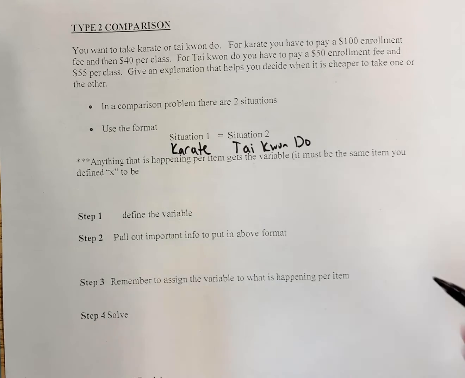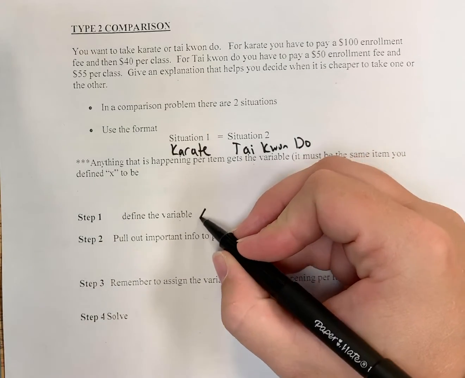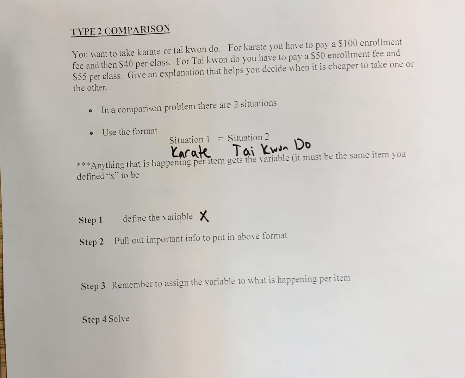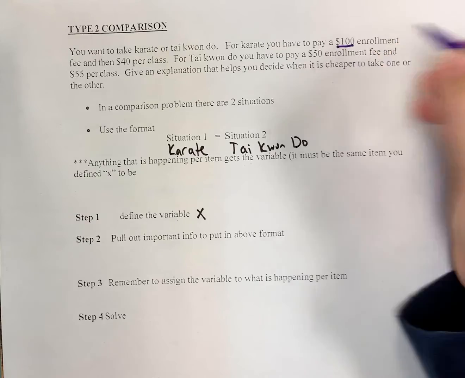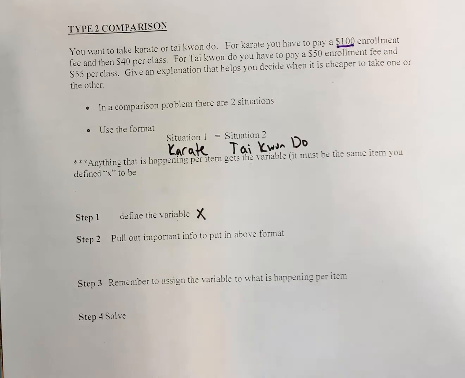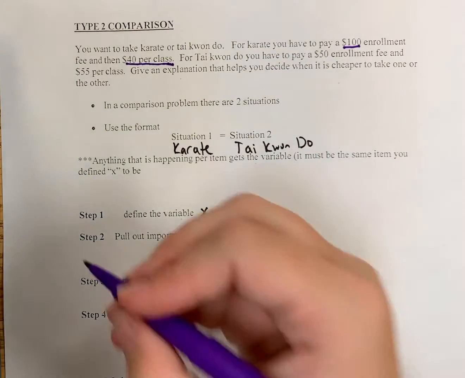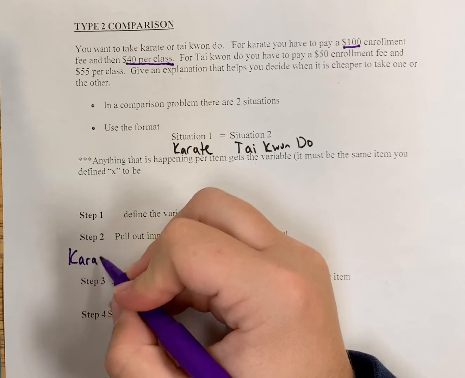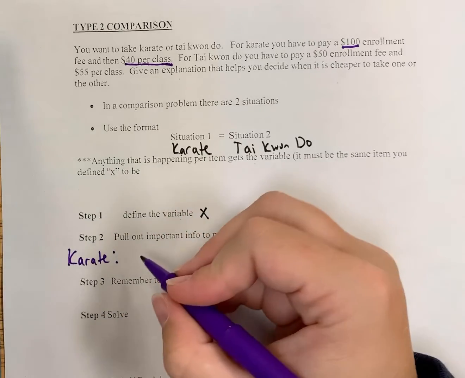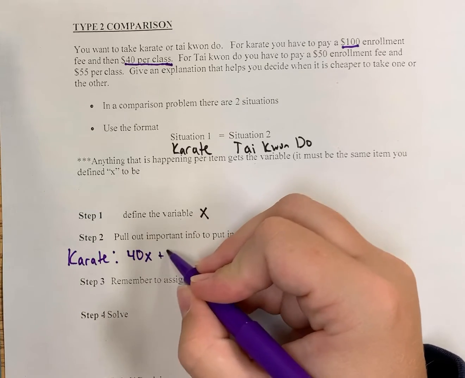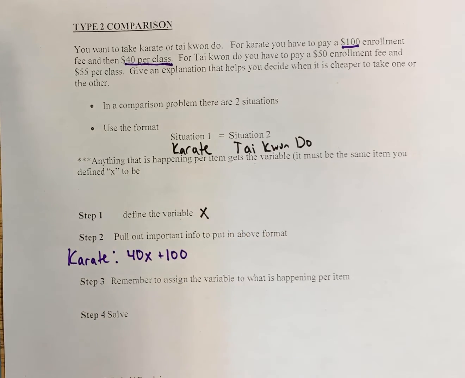So you want to start once again by defining your variable. We'll make ours x again. And we want to pull out that important information. Since we have two specific situations, let's look at each. For karate, you have a $100 enrollment fee. That's a one set amount. And then you have 40 per class. So that's your rate. That's going to be 40x plus that $100 enrollment fee.